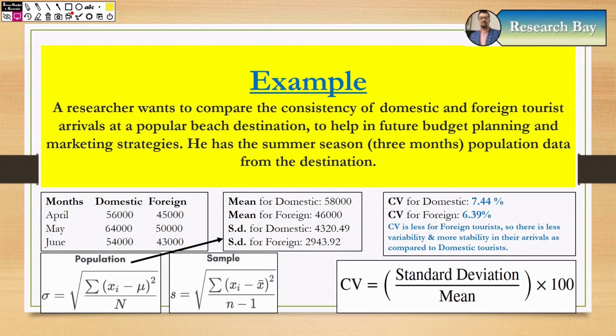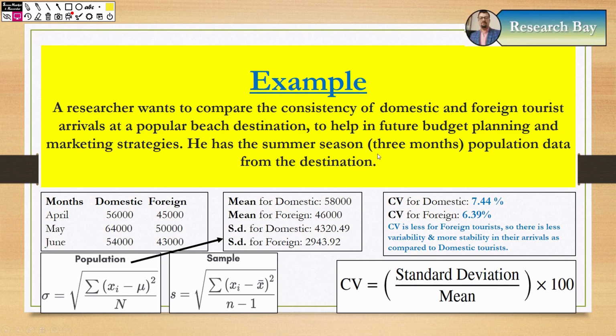Now here is a beautiful example I have framed in for you to understand it in a better manner. A researcher wants to compare the consistency of domestic and foreign tourists' arrivals at a popular beach destination. Why? To help in future budget planning and marketing strategies. He wants to see the consistency of domestic and foreign tourist arrivals in a destination so that the future budget planning and marketing strategies are directed towards that particular group of tourists, whether it is domestic or foreign.